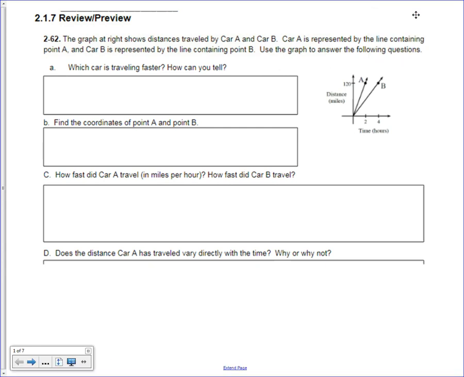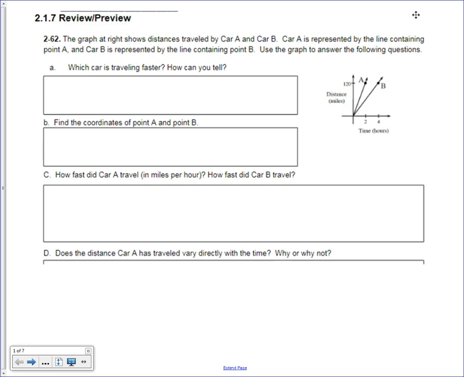Here are the homework answers for the 2.1.7 review preview. Problem 62 says the graph at right shows the distance traveled by car A and car B. Car A is represented by the line containing point A, and car B is represented by the line containing point B. Use the graph to answer the following questions.